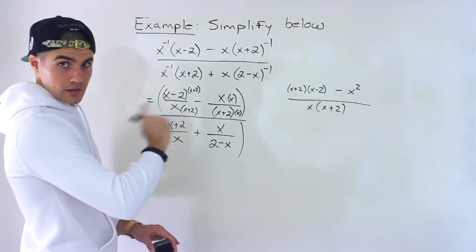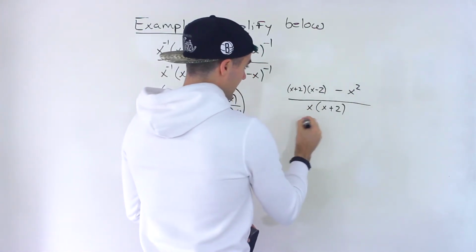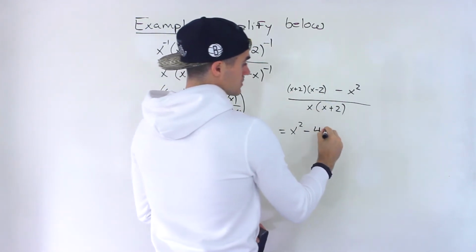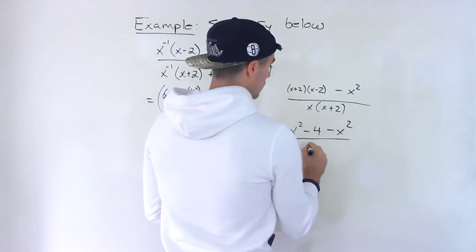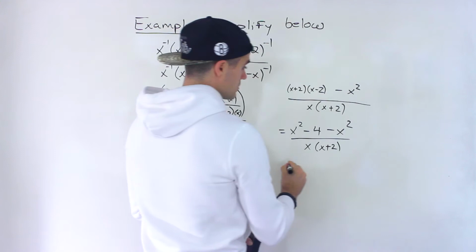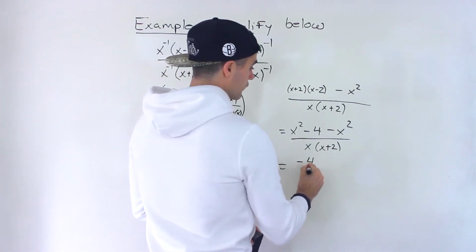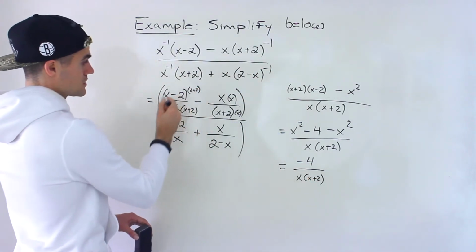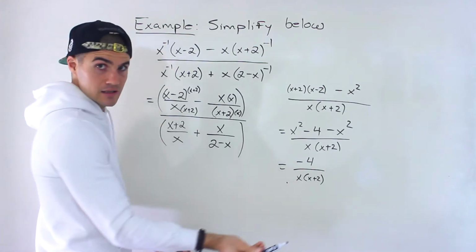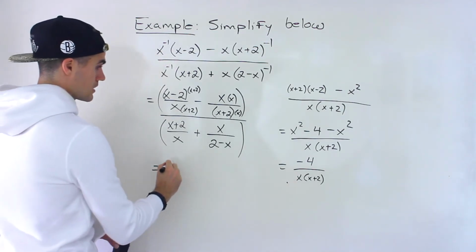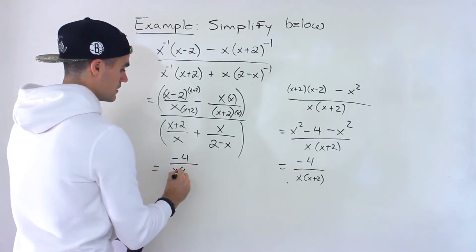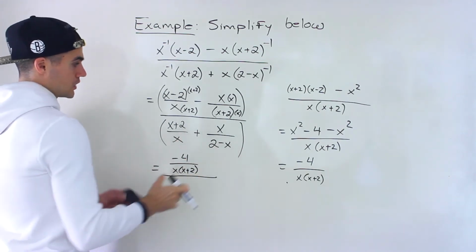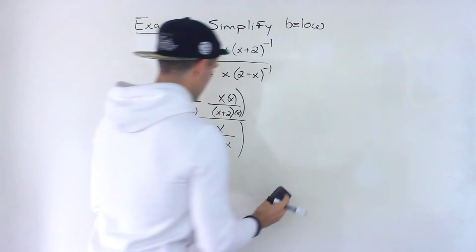And so let's expand the numerator, so that would be x squared minus 4 over here. That's a difference of squares, so then we'd have the minus x squared all over x times x plus 2. Notice the x squareds cancel out. We're left with a negative 4 over x times x plus 2. So this numerator simplifies into that right there. So we would write negative 4 over x times x plus 2. And then all over this denominator, we're going to do the same thing, simplify it into one fraction.